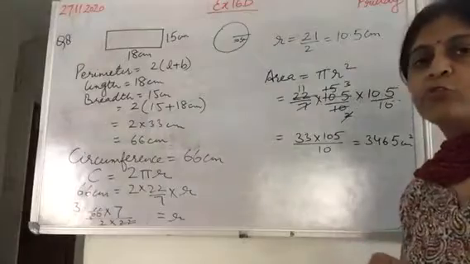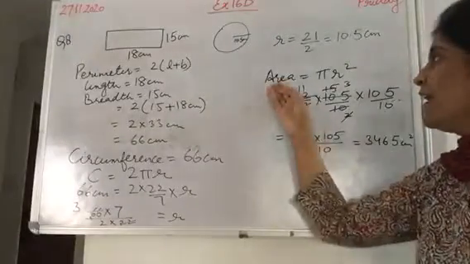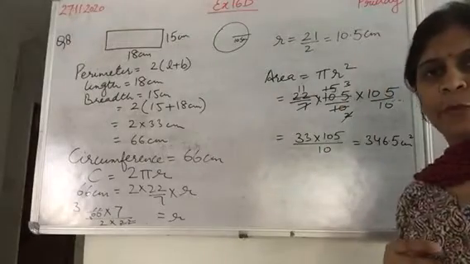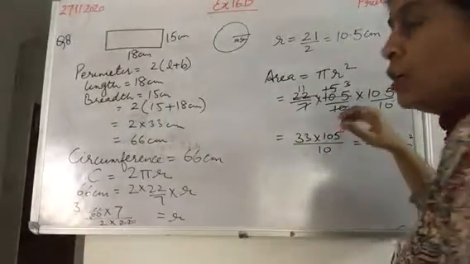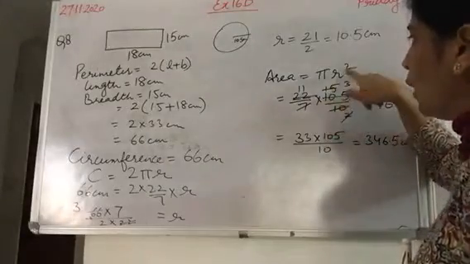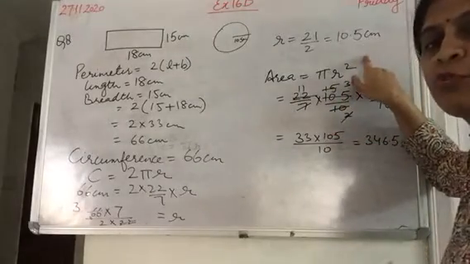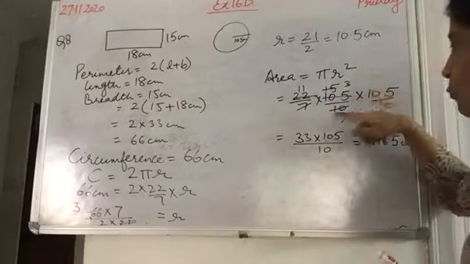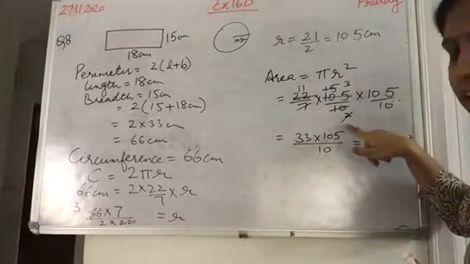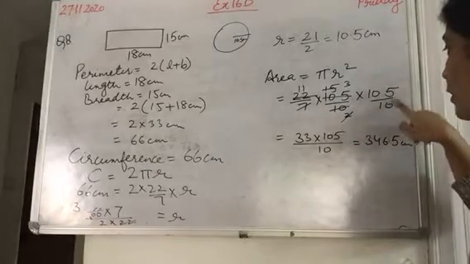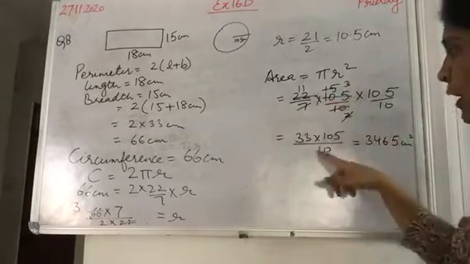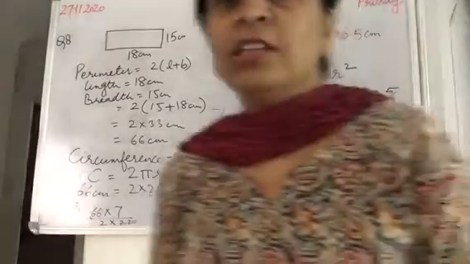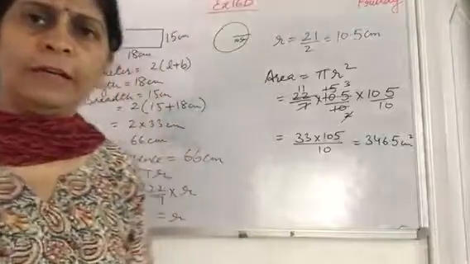Clear? Now we have to find the area also. Area is pi r square. Now 10.5 is divisible by 7, so we take 22 by 7 into r square. R square means we have to repeat r 2 times. So 10.5 into 10.5. Removing the decimal, 105 by 10, 105 by 10. Doing the calculation, we get 346.5 centimeter square as the answer. Clear? Thank you.